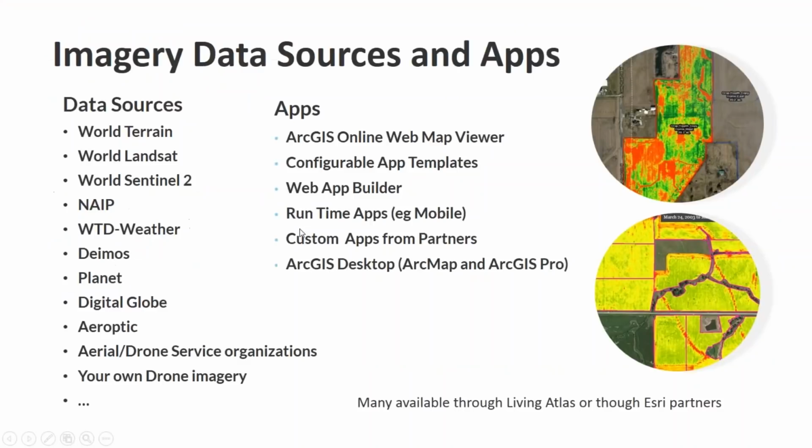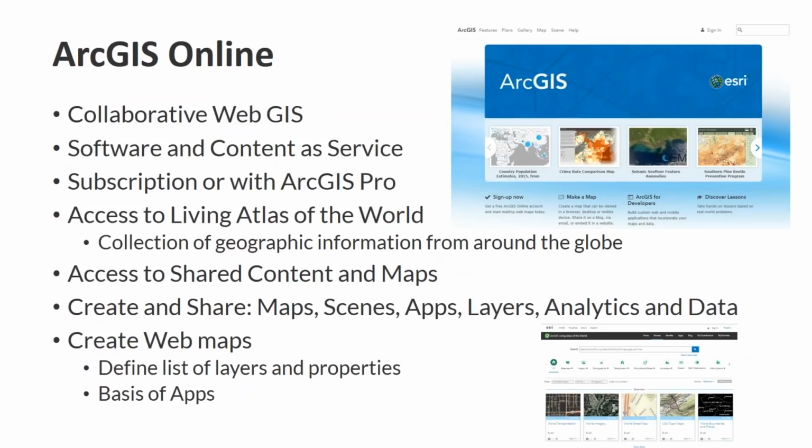So, that's a simple application, but what we need to look at are all the different data sources. There are many sources: from terrain, Landsat, Sentinel. These are data sets that are available within ArcGIS Online and the Living Atlas. And then there are also other data sets from various partners. Then we have to consider the different applications, everything from an online map viewer to configurable templates, Web AppBuilder, Runtime, custom applications from partners, desktop. So there are lots of options in both of them. And what I want to do is talk a little bit through some of those.